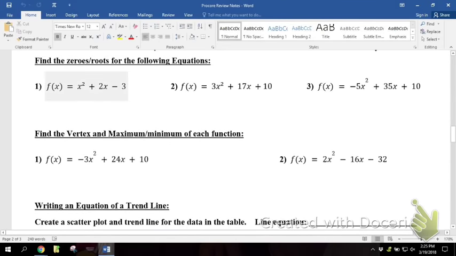For this first one, I got f of x is equal to x squared plus 2x minus 3. We want to find the roots or zeros. If you could, underneath where it says zeros and roots, go ahead and write solutions and write the words x-intercept as well. Those words are all interchangeable when you're talking about any sort of graph. The roots, zeros, solutions are all the same thing.